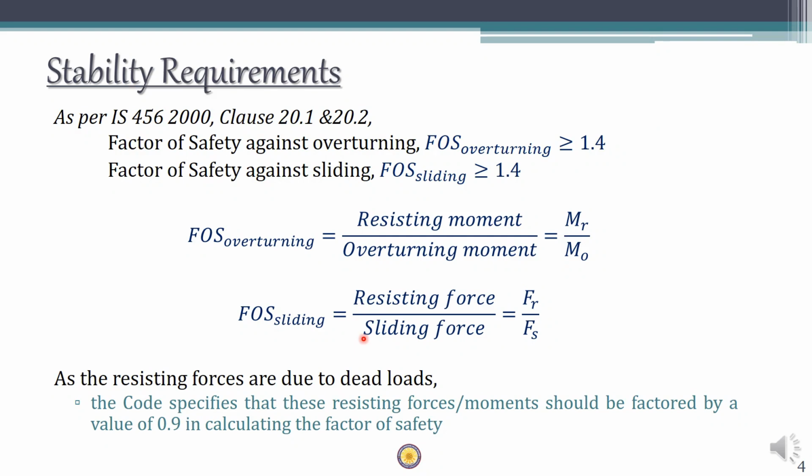One thing to be noted at this point is that both the resisting moment and resisting force come from the weight of the cantilever as well as the weight of the soil it retains. So these are actually dead loads. One more important point in clauses 20.1 and 20.2 is that whenever the resisting force and moments are caused by dead loads, these have to be multiplied by a reduction factor of 0.9 while calculating the factor of safety.